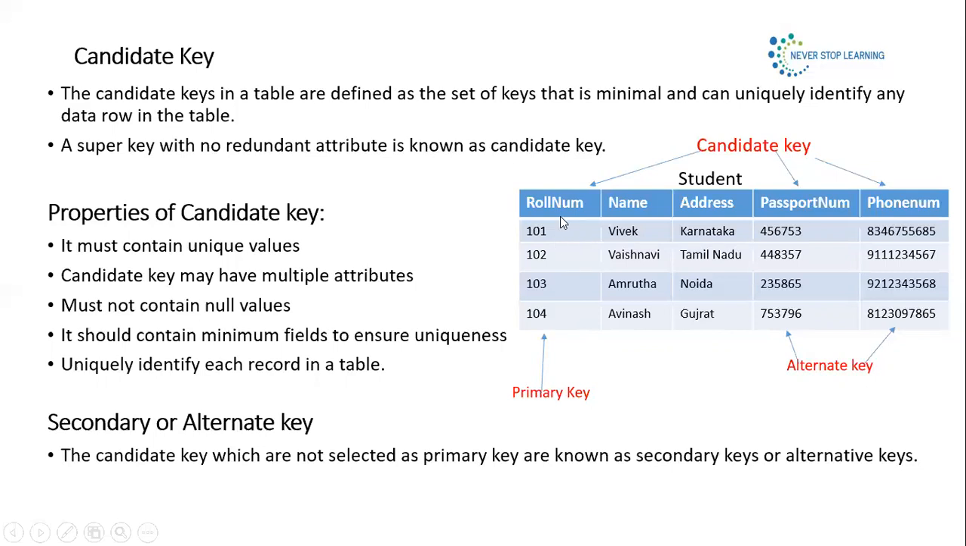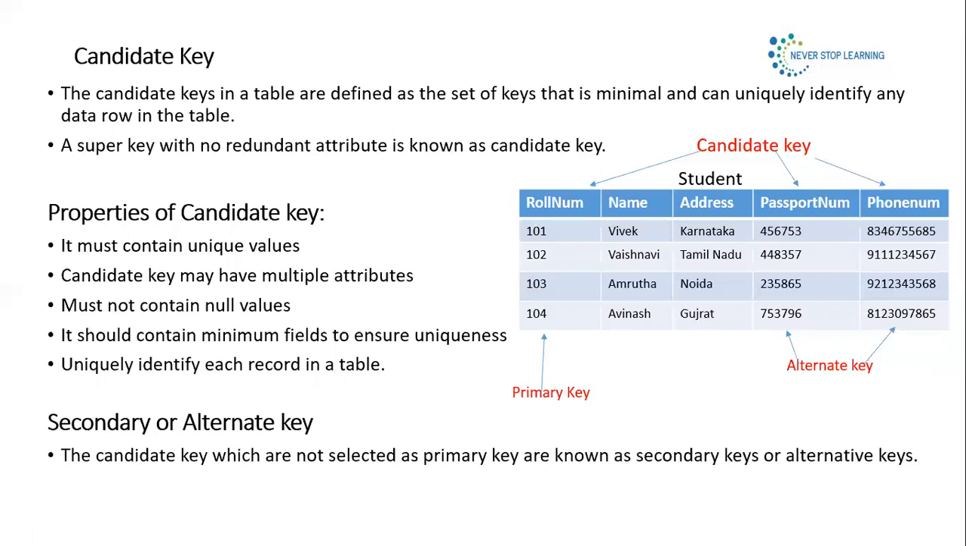This is our consideration. Everyone is using their personal phone and everyone has a separate phone number. Fine. So here, who can uniquely identify? Roll number, passport number, and phone number. So all can behave as a candidate key. Fine. Now, a few properties a candidate key follows. It must contain a unique value. So roll number, passport number, phone number all have a unique value. A candidate key may have multiple attributes. It is again allowed that I combine roll number and name, or roll number and passport number. It can have multiple attributes, no problem. It must not contain a null value.